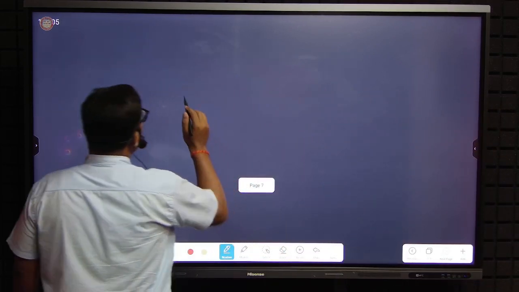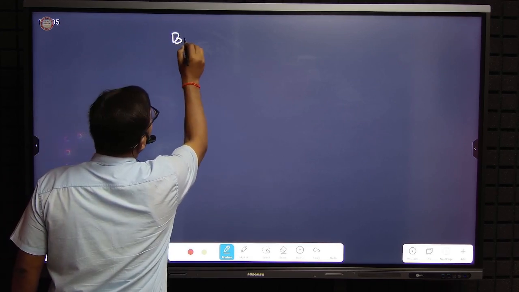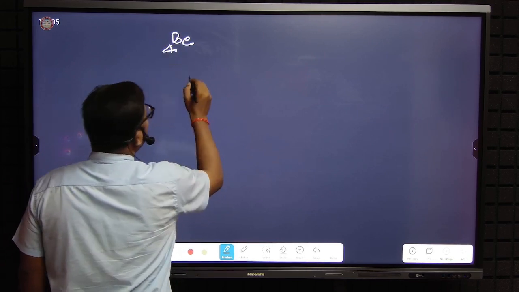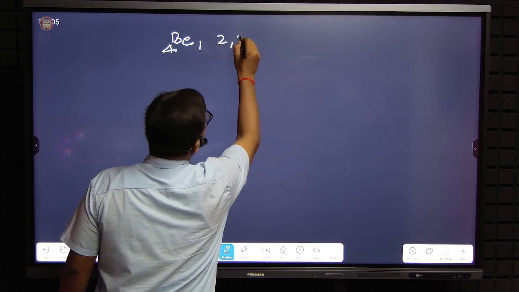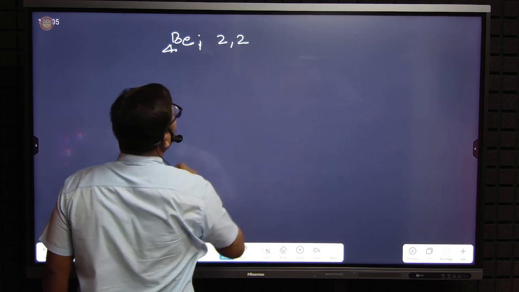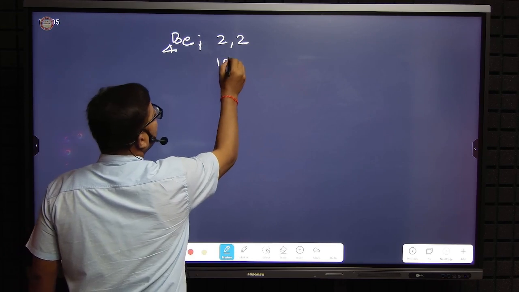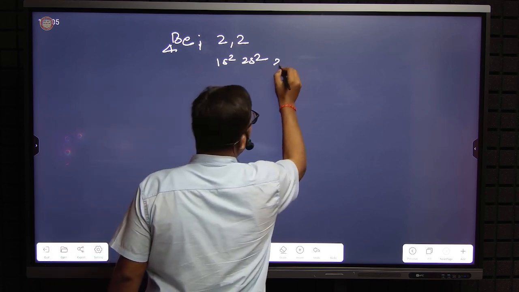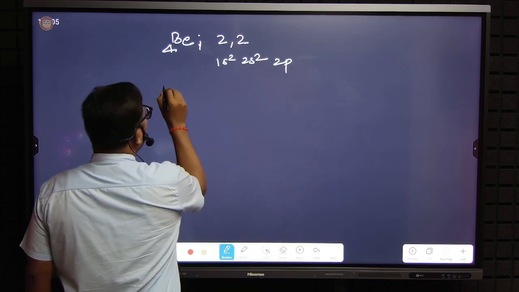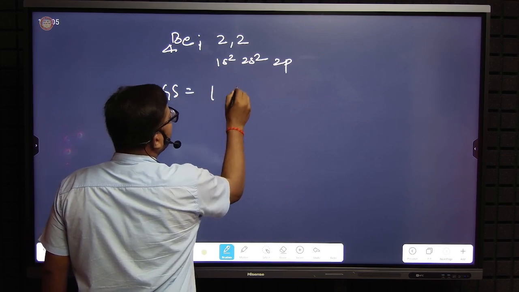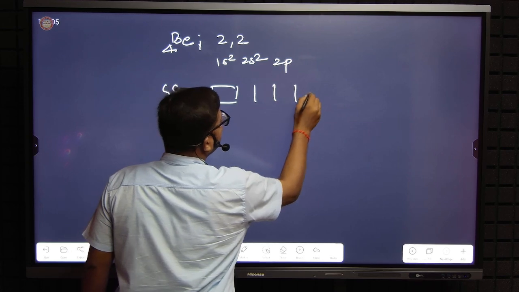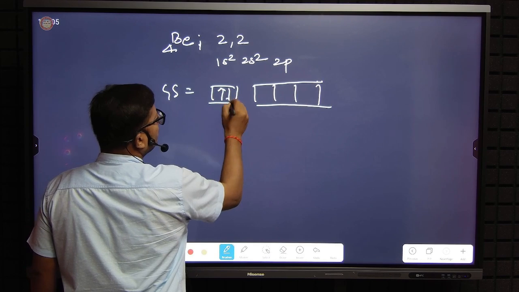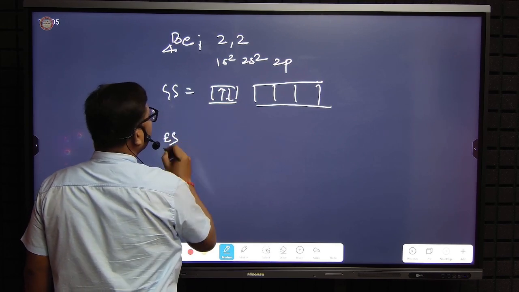Now, what happens actually in case of beryllium? Suppose we have taken the example, it has atomic number 4 and electronic configuration 1s2 2s2, right? And this is your 1s2, 2s2, and this is 2p vacant. So this is the ground state, and then the excited state.